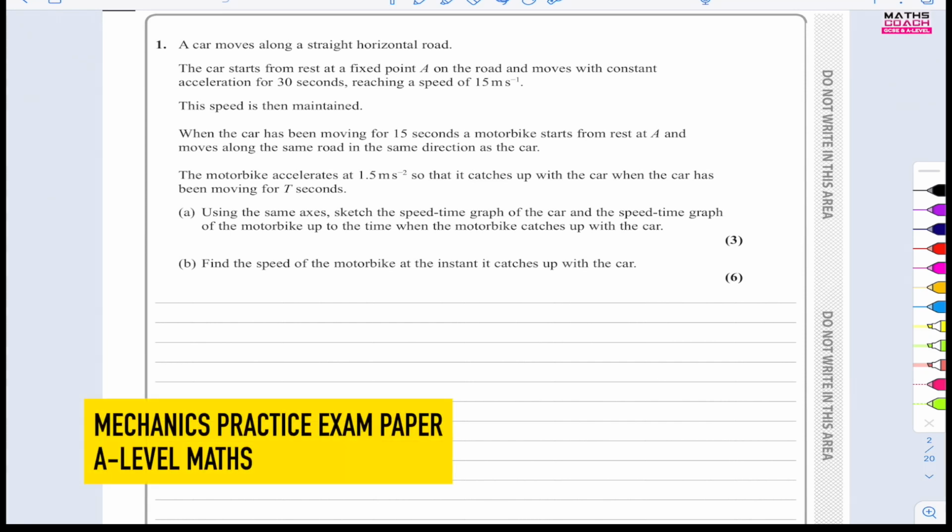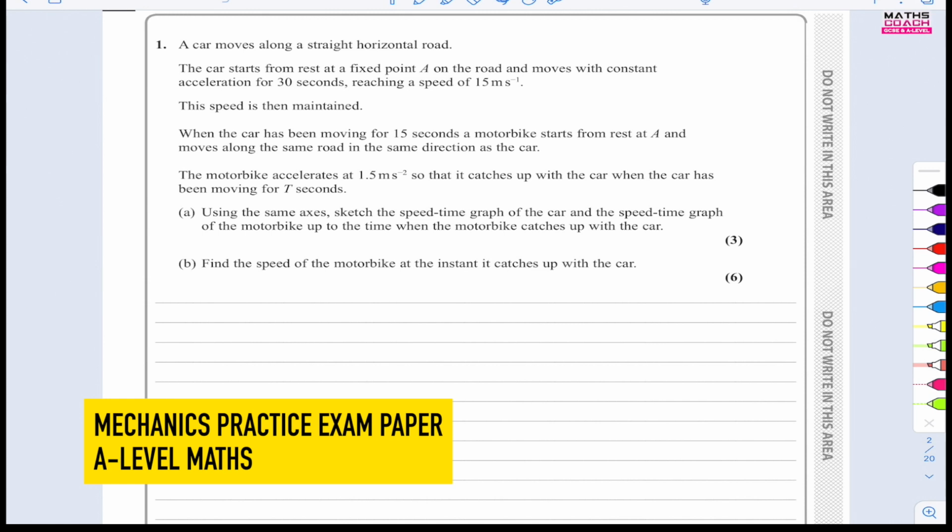Question 1. A car moves along a straight horizontal road. The car starts from rest at a fixed point A on the road and moves with constant acceleration for 30 seconds, reaching a speed of 15 meters per second. Speed is then maintained. When the car has been moving for 15 seconds, a motorbike starts from rest at point A and moves along the same road in the same direction as the car.